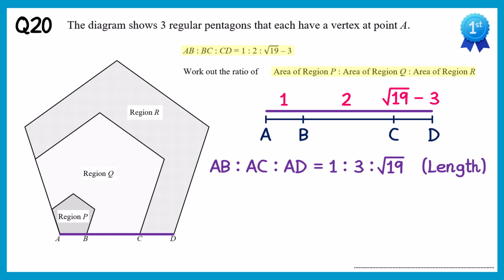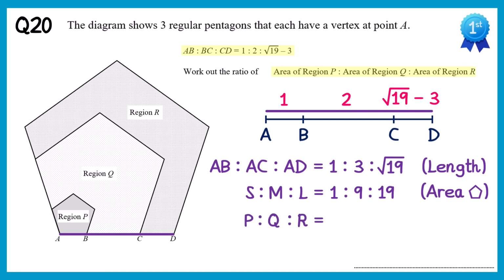Now we want to find the ratio of the areas of these pentagons, and we can do this by squaring the ratio of the lengths. So the areas of the small, medium, and large pentagons are in the ratio 1 squared, which is 1, 3 squared, which is 9, and square root 19 squared, which is 19. So this is the ratio of the areas of the pentagons, but that's not the ratio of the areas of the regions, because the regions aren't just pentagons, but we can use this to work out the ratio of the regions.